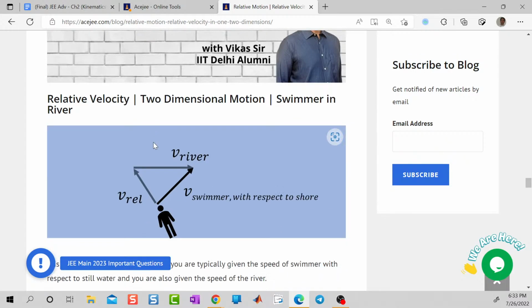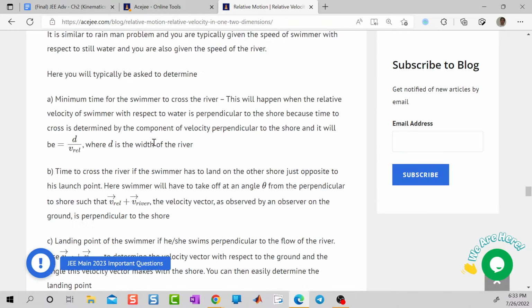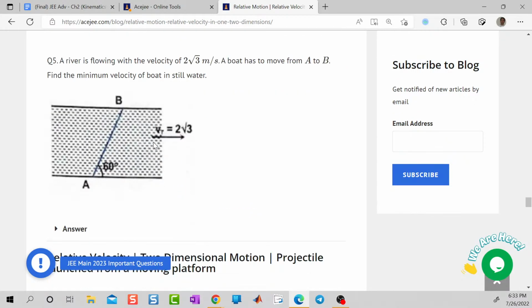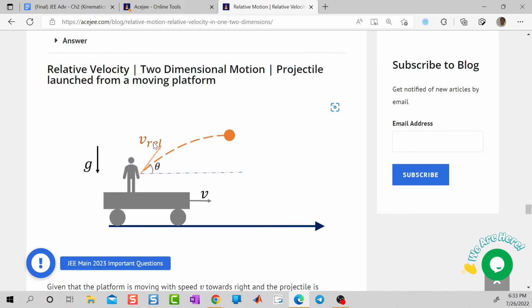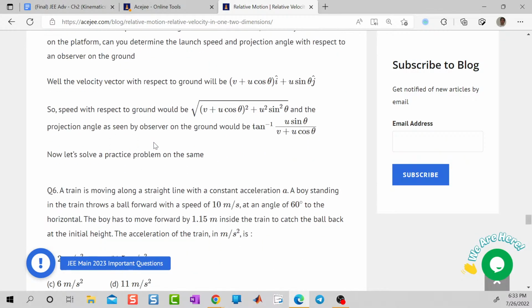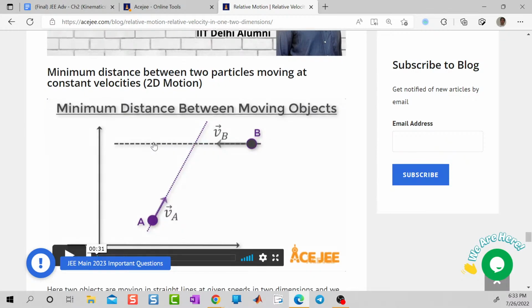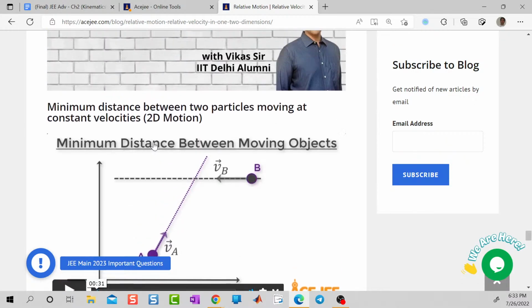And for that, we'll go back to our question types there. And then we're going to look at some other scenarios involving a particle projected from a moving platform. Particle projected from a moving platform. Okay, and that should be enough for us to start feeling comfortable about the relative motion.